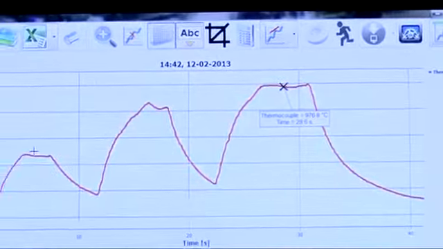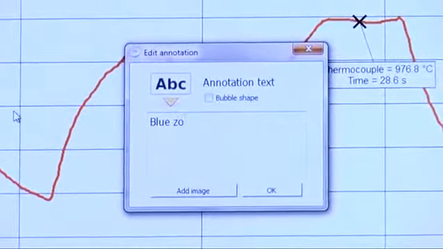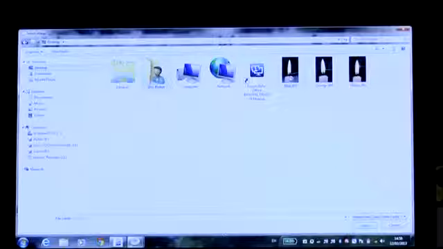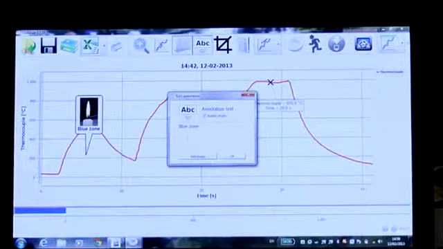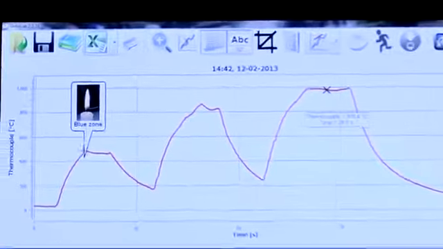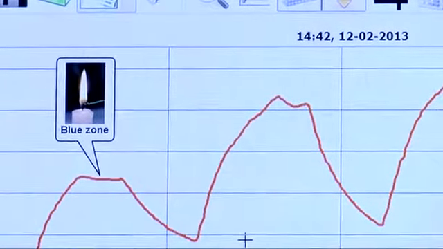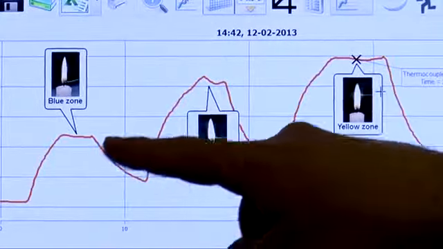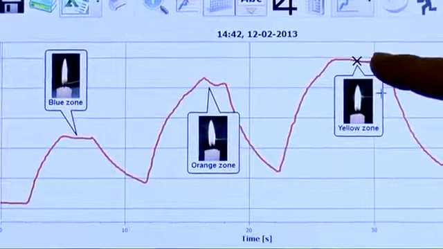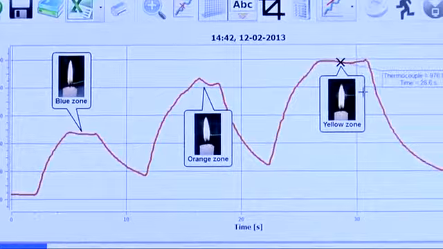We'll start with the blue zone. And we will continue with the orange and yellow zones. Here we can clearly see that the temperature rises as we go up the flame, with the highest temperature production at the tip of the flame.